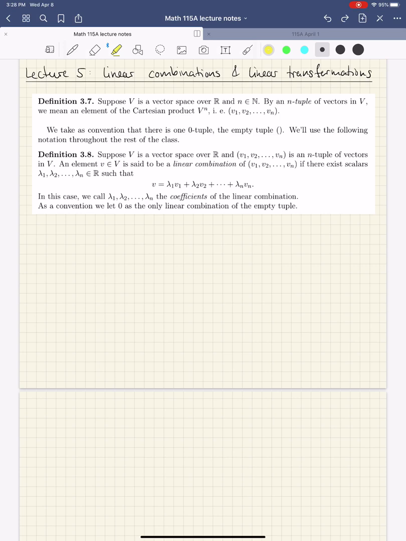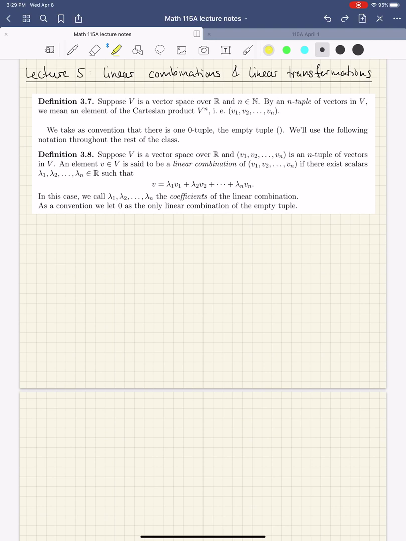Welcome to our lecture 5. Today we're going to introduce and cover linear combinations, and then later on we're going to start talking about linear transformations. So first things first, we first have to tell you what an n-tuple of vectors is.